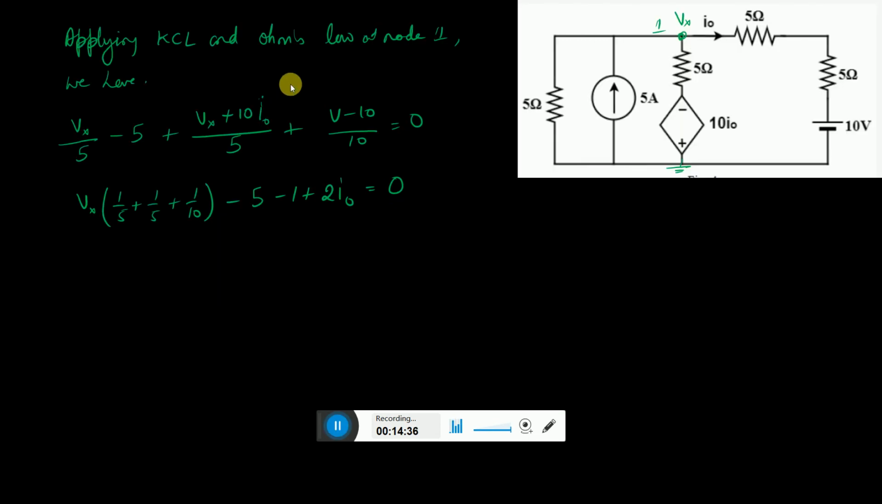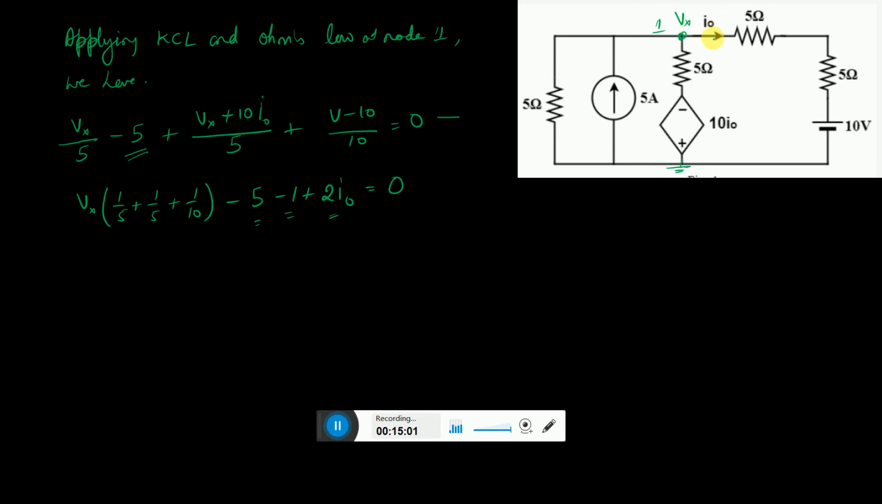So I rewrite the entire equation for this node, and it is given like this. We have this equation, and we can take the coefficient of Vx common and write it like that, and this minus 5, and this is 1, 10 by 10 minus 1, and this is 2 I0. So we have got this equation. Now this I0 is creating a problem, right?